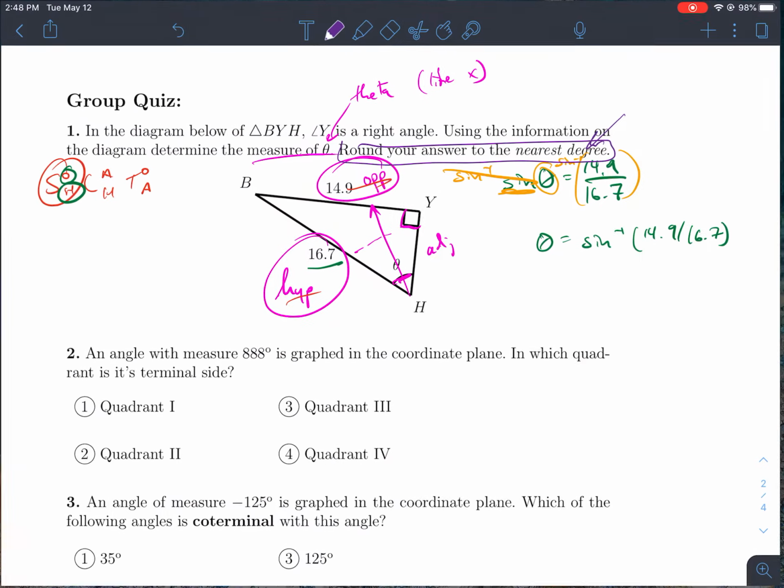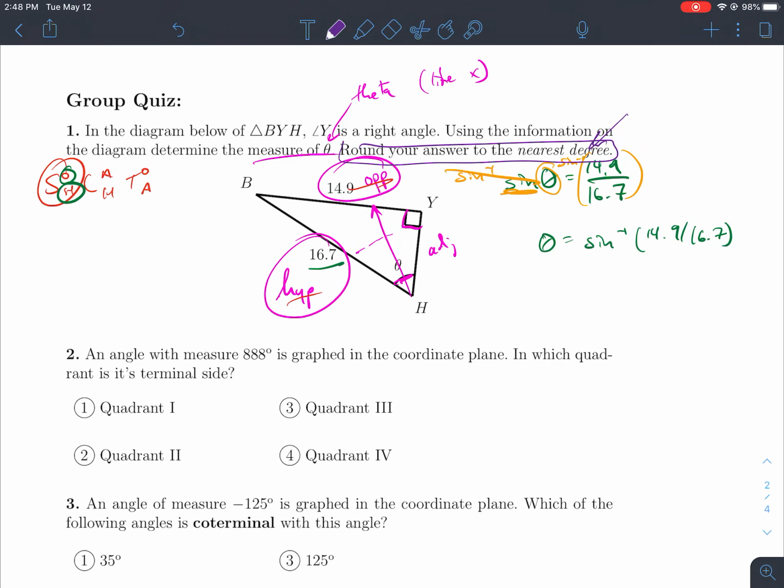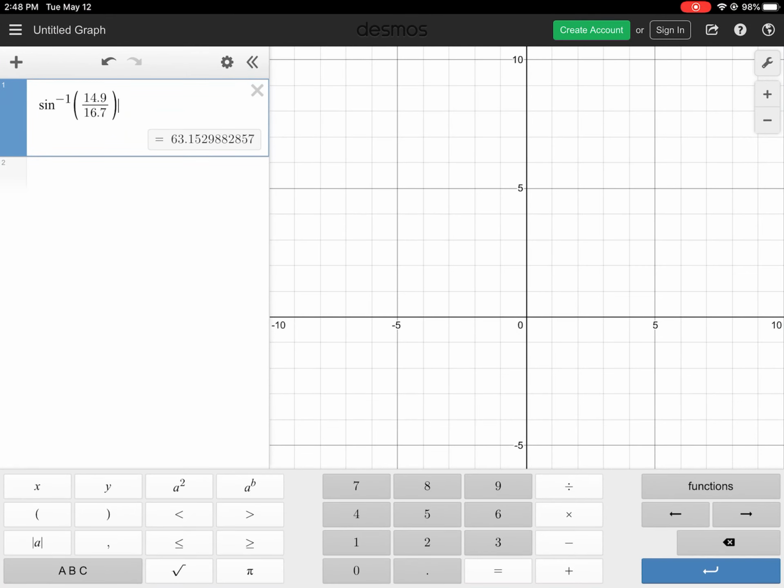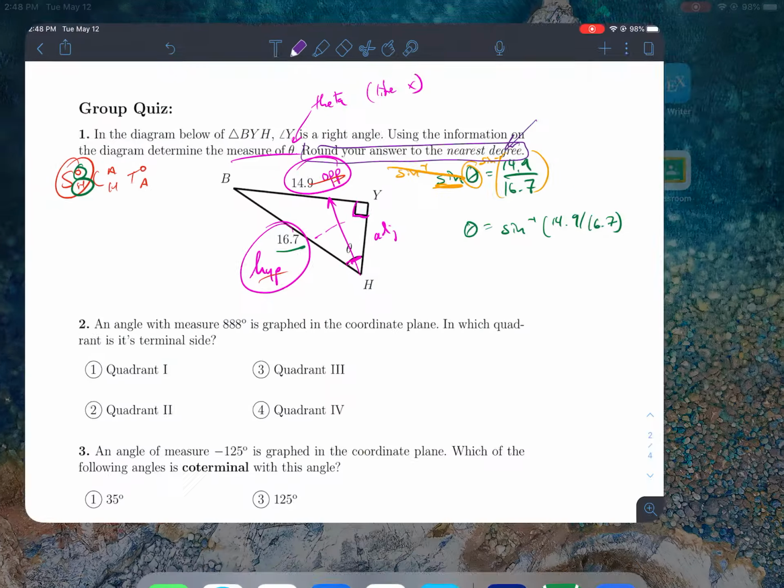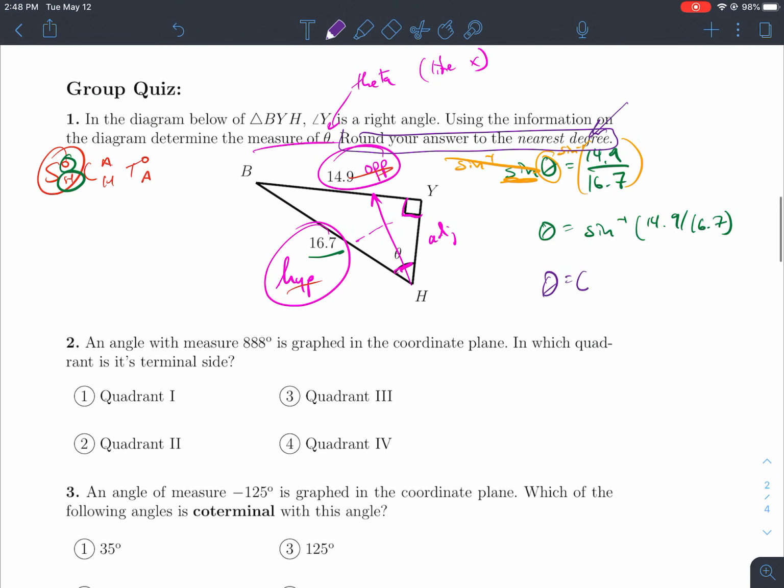All right, so 14.9, 16.7 is what I think it is. Yeah, hey, we got it right. All right, so let's look at the answer. 63.15. But if we leave it like this, we just lost a point because they said nearest degrees, so that should be a whole number, 63 degrees.